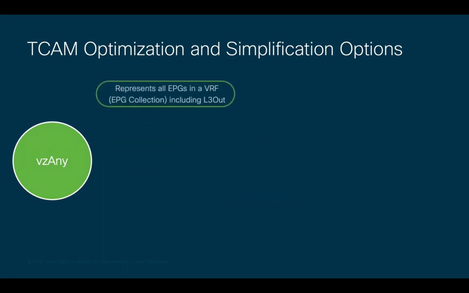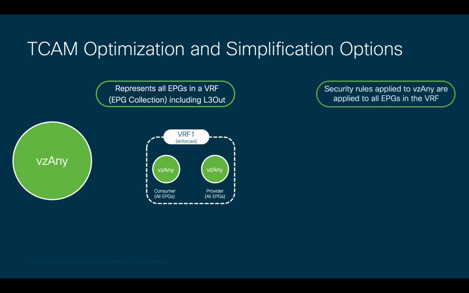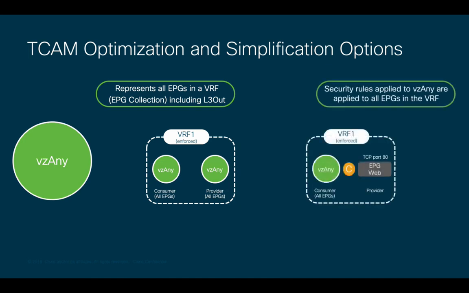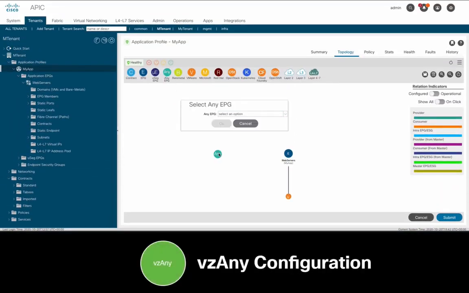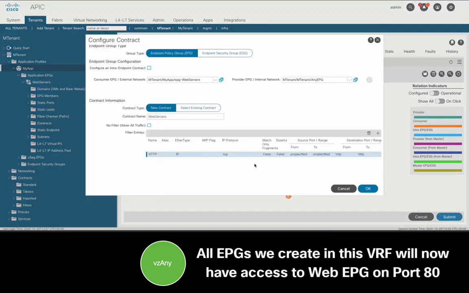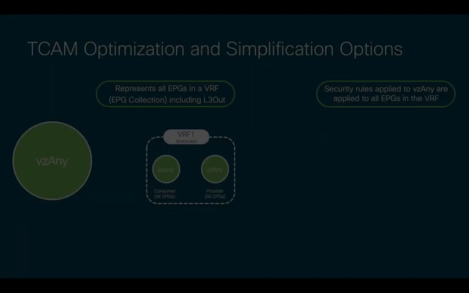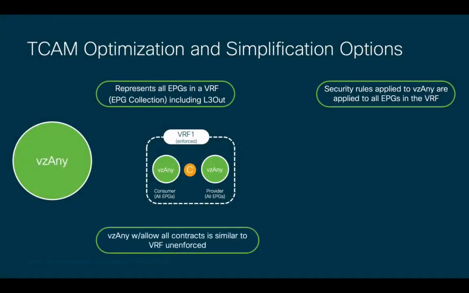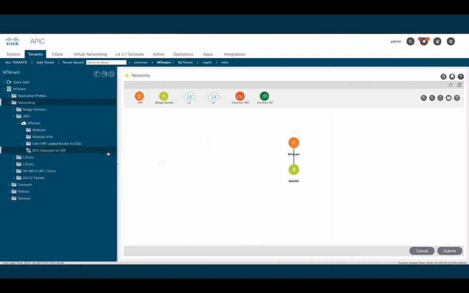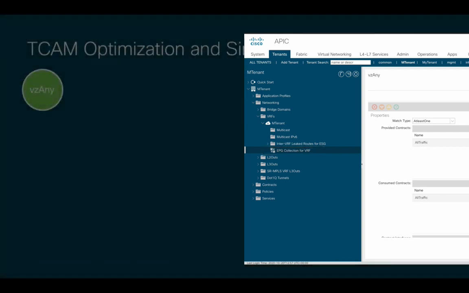vzAny represents all EPGs in a VRF, including its L3 outs, and it can be used as consumer, provider, or both. If you want, for example, to communicate all the EPGs in a VRF to a specific EPG containing the web servers on port 80, just drag the vzAny icon onto your application profile and then create a contract between both the vzAny collection and the provider EPG. That's it. All EPGs will now have communication to the web EPG on port 80. If you want a similar outcome to the one provided by unenforced VRF, just configure vzAny to be both provider and consumer by specifying a permit all filter in each section.